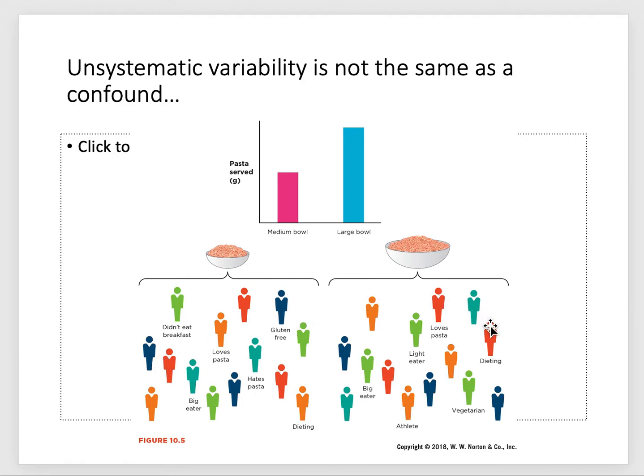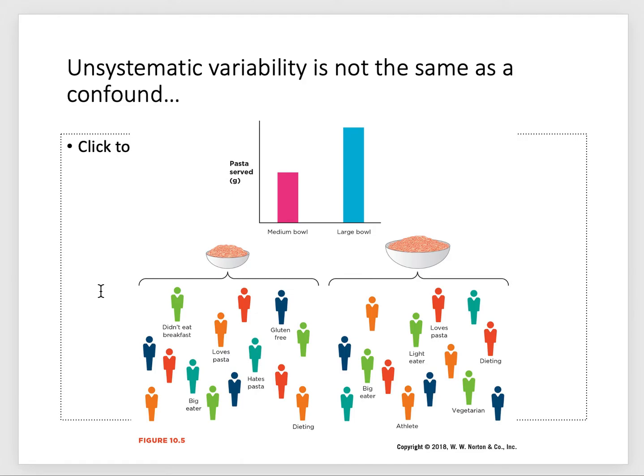Over here on this side, the people who are served from a larger bowl, same thing, right? We have a light eater, we have a vegetarian, we have a big eater. All right, so these people represent unsystematic variability. Okay, we have people with these different preferences, different backgrounds, making up both groups. And these are characteristics of people that can potentially affect what we're looking at. It's unsystematic because they're not all part of the same group. They're not really going to have an overwhelming impact on the findings.